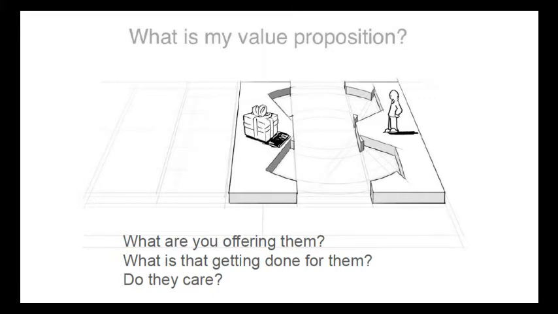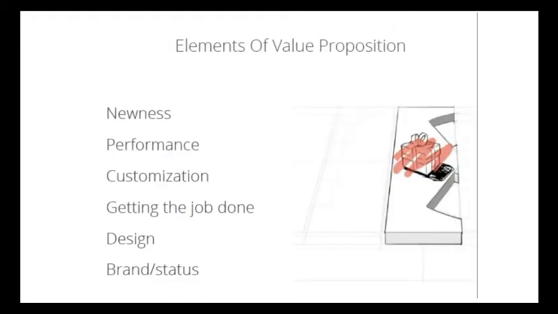Now you want to make sure to list out all of these things so that you properly know what value you are proposing to your customer, and then it is easier to sell to them because you are meeting a specific need of theirs that they want met. Elements of value propositions: we can have newness, that is you are introducing a new thing into the market, or rather you are introducing a new thing to them.